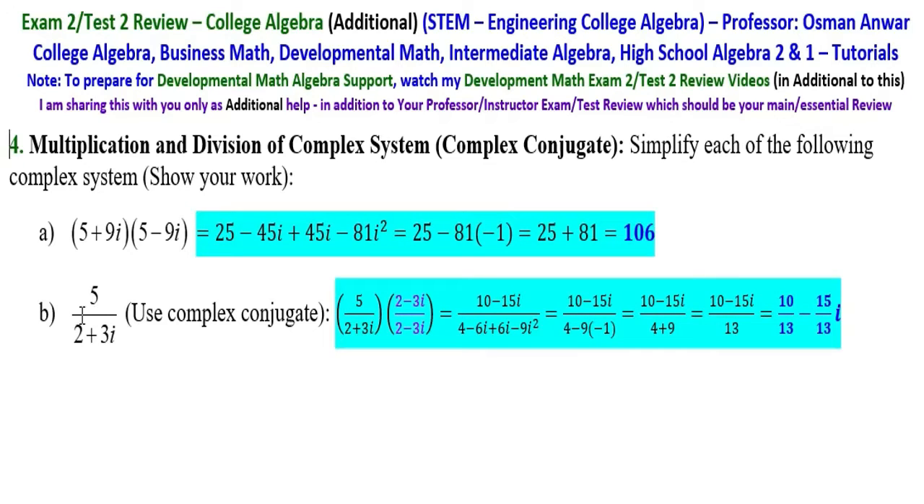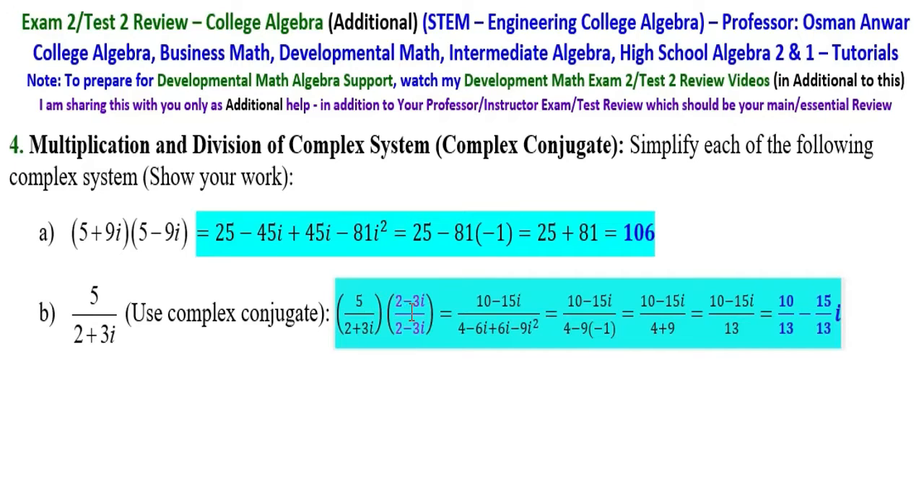B is 5 over 2 plus 3i. Simplify this. Multiply top and bottom by the conjugate of the bottom. Conjugate of the bottom is 2 minus 3i. So multiply top and bottom by the complex conjugate.